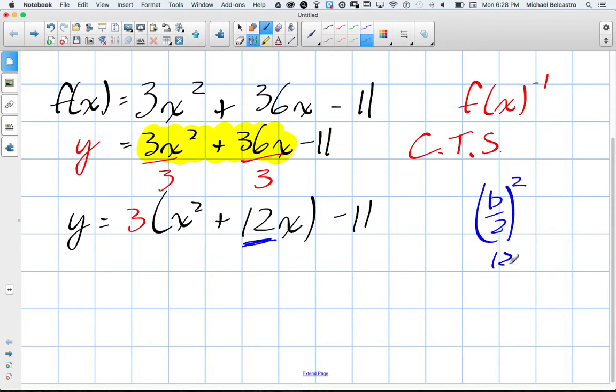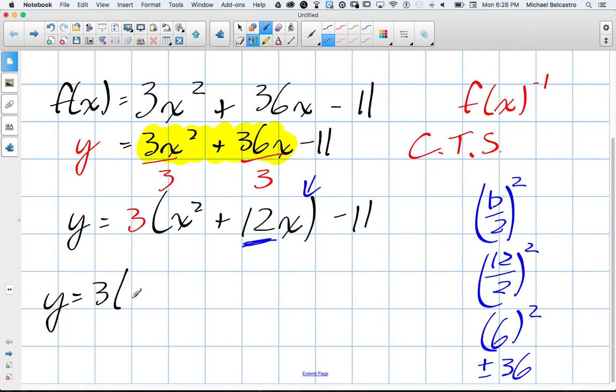So we're going to put this 12 in here. We're going to divide it by 2, and then we're going to square that value. So 12 divided by 2 is going to give us 6, and then 6 squared is going to give us 36 again. So we're going to add and subtract 36 within these brackets here. So y is equal to 3x squared plus 12x.